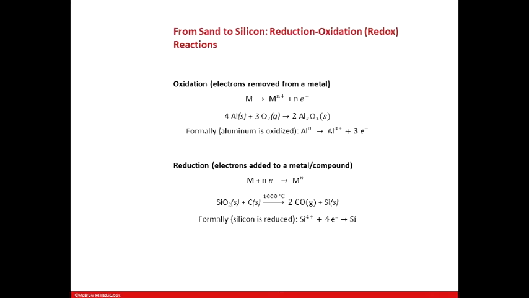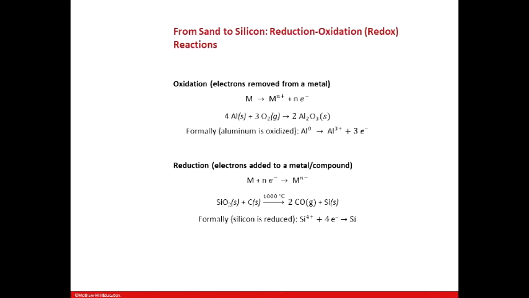You will learn this. Don't fret it yet. Then we have reduction. Electrons added to a metal compound. So we have a metal, and we add these electrons to it, and we get a negative charge. This is called carbothermic reduction.